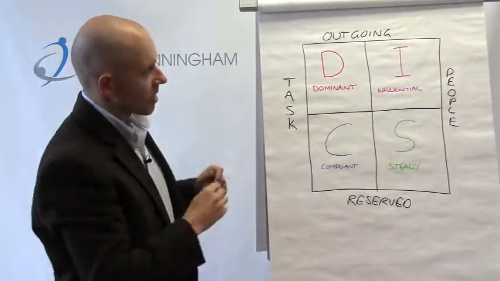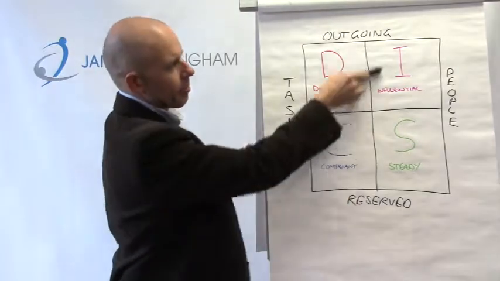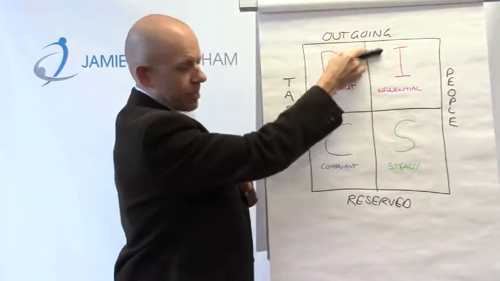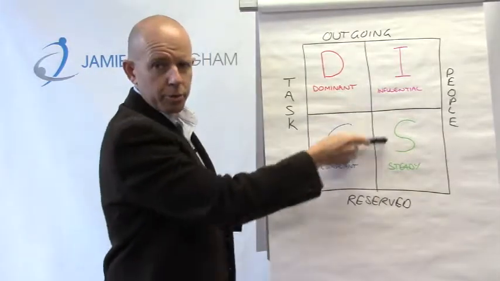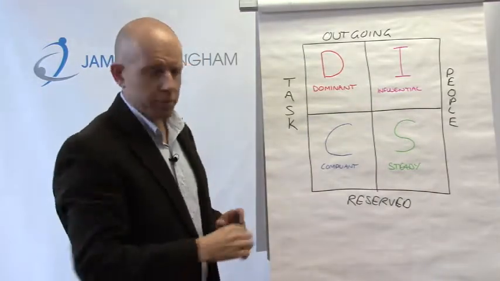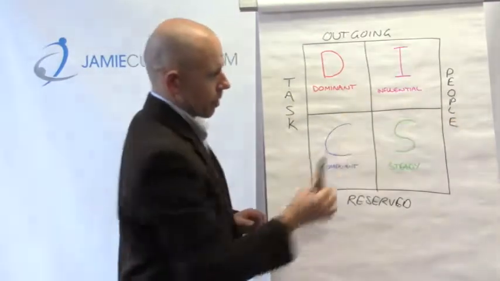So, for instance, if someone's extremely outgoing, they're going to be right up at the top end here. If someone is more reserved, they're going to be right at the bottom. But if they're in between, they're in between. So you can fall anywhere on this spectrum. The same with the task and the people side of things.